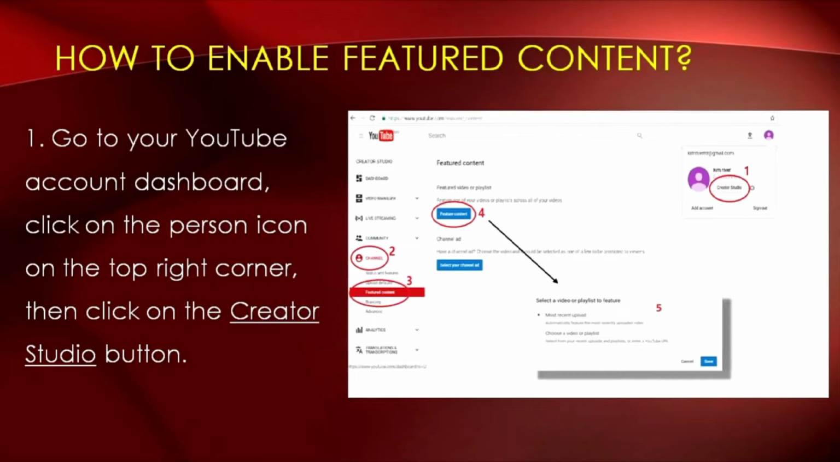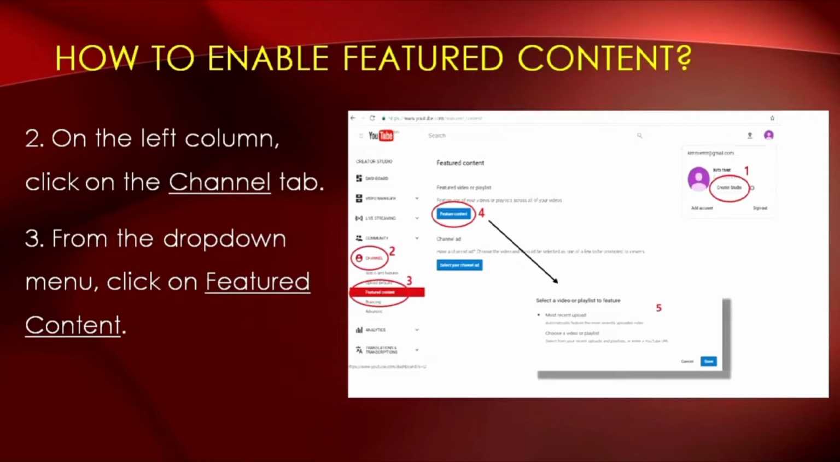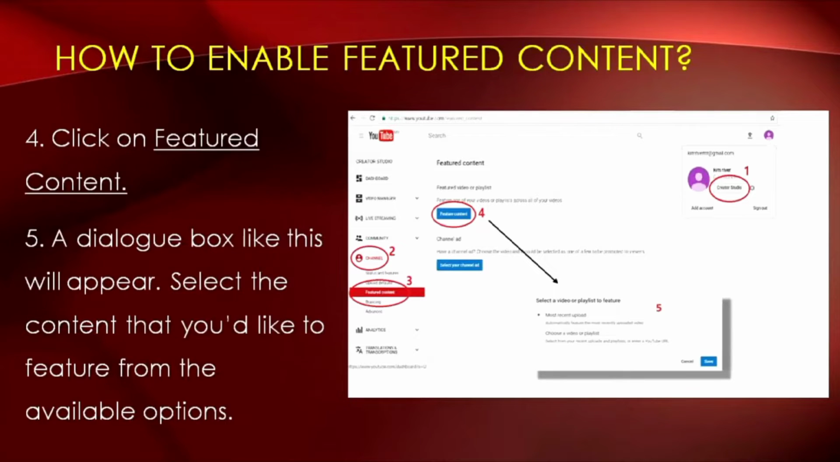Now let me show you how to enable featured content in your YouTube channel. First, go to your YouTube account dashboard, click on the person icon on the top right corner, then click on the Creator Studio button. Second, on the left column, click on the Channel tab. From the drop-down menu, click on Featured Content. Then select Featured Content. A dialog box like this will appear. Select the content that you'd like to feature from the available options.